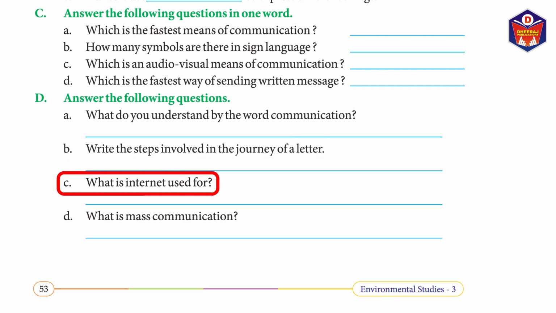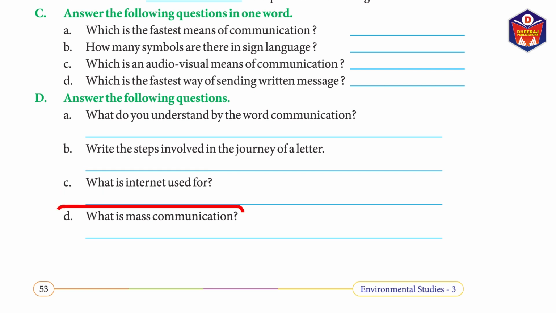C. What is internet used for? Answer: internet is used for emails. D. What is mass communication? Mass communication is the way of communicating to a large number of people at the same time.